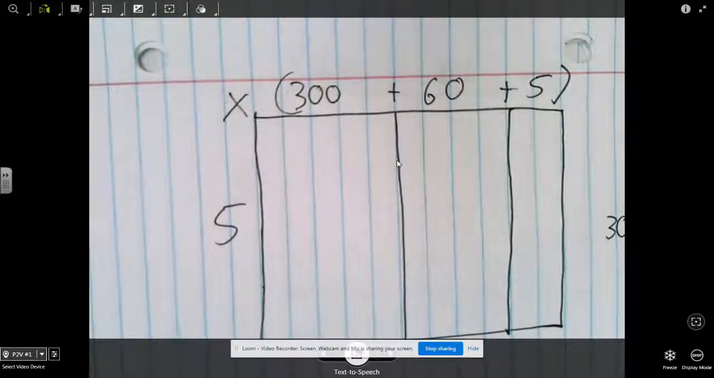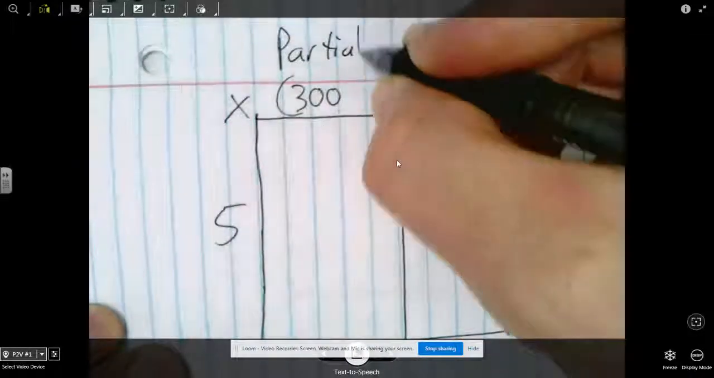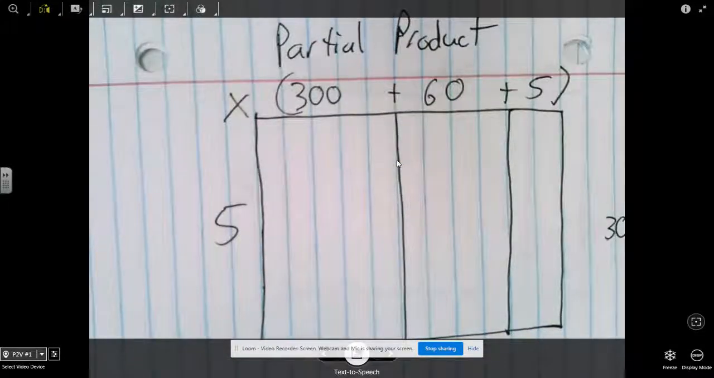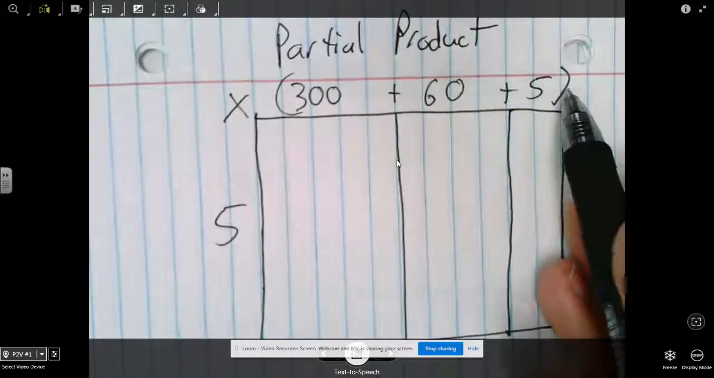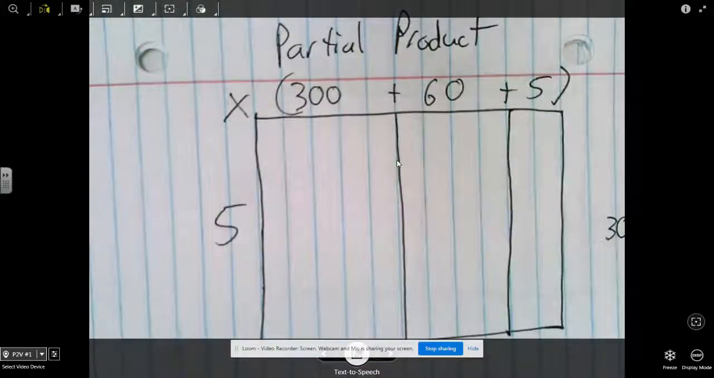Okay, another way to think of multiplication is using a process called partial products. This method is just meant to illustrate how multiplication of a number is really broken into different sections that you're doing separately. So whenever I think of partial products, if I'm doing 365 times 5, I'm really going to be multiplying each group by 5 separately.